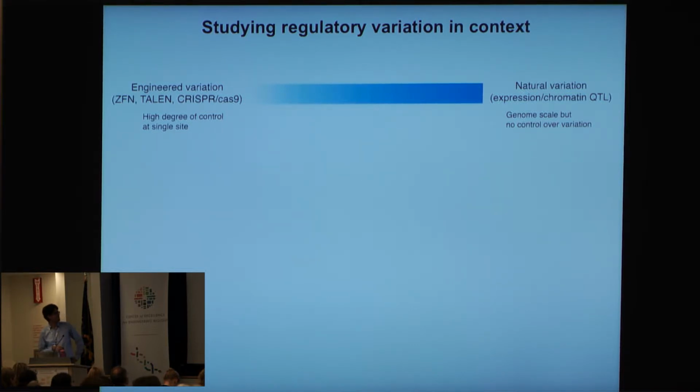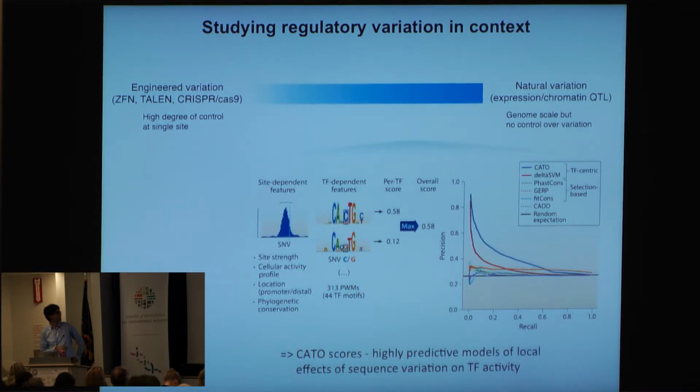The other approach has essentially been looking at natural variation. This is the idea that you can take polymorphism segregating in a population, and you can use genome-wide profiling techniques to identify functional variants in terms of some molecular trait, like gene expression or chromatin accessibility. This gives you a very efficient yield of functional variation, but you, of course, have no control over it because it's simply segregating polymorphism. We've done some work using chromatin QTLs, if you will, and essentially we've been able to build local models of the effect of sequence variation on TF activity.